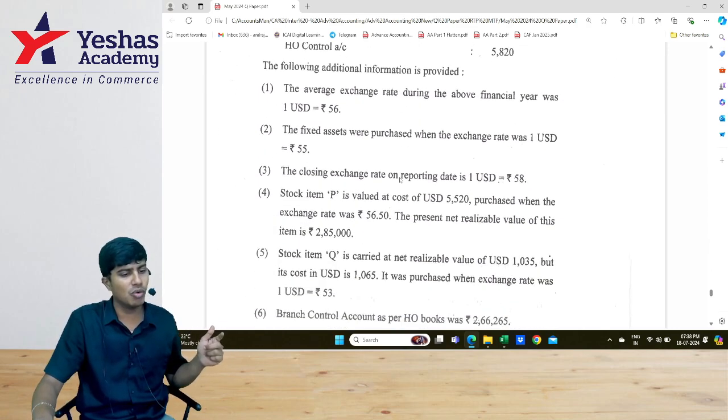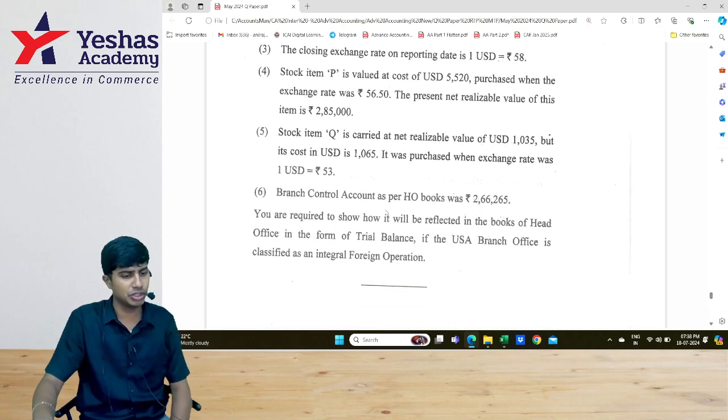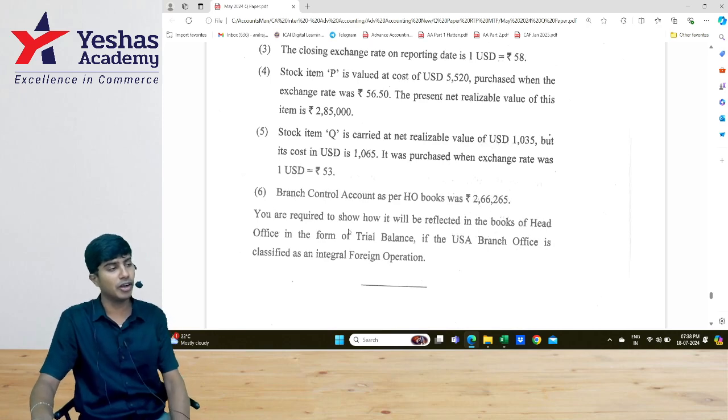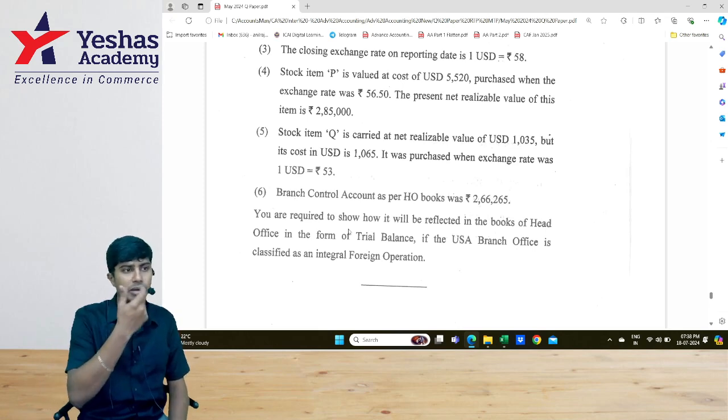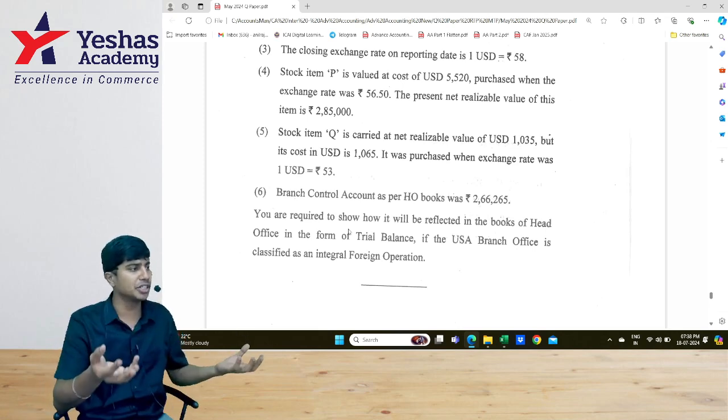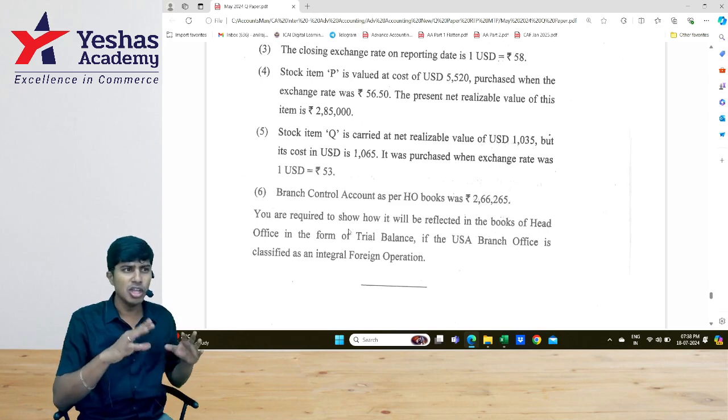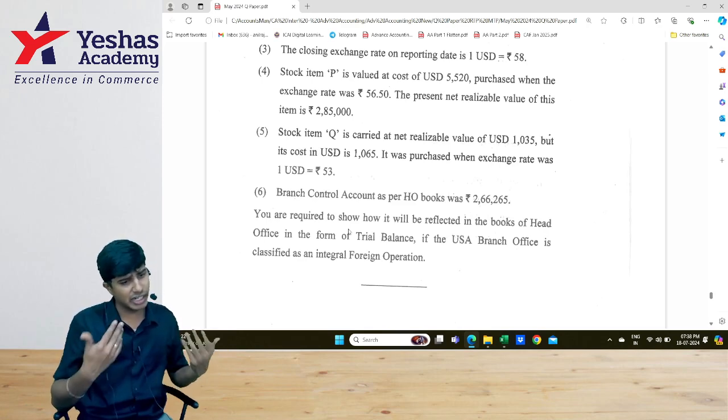Using this data, what do they want us to do? Come to the last line of the question. You are required to show how it will be reflected in the books of the head office in the form of a trial balance. You don't have to draw the trading P&L and balance sheet of that foreign operation which is to be included in the head office books. You only need to redraft their trial balance.